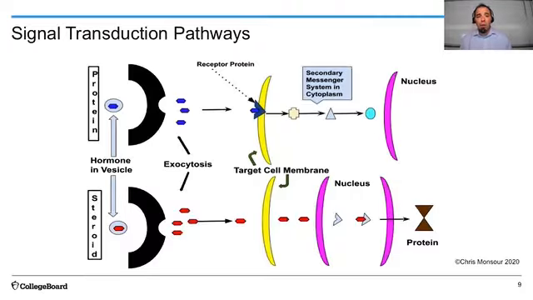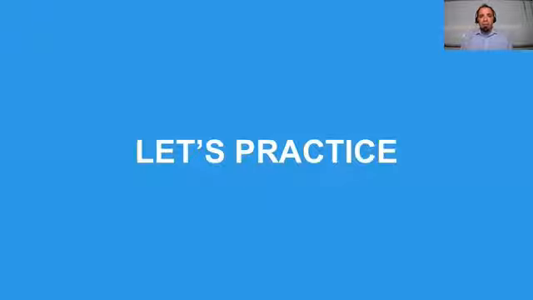If we look at the bottom one with the steroid in the red, it can pass right through that target cell membrane. Then there is a receptor in the nucleus. It attaches to that receptor in the nucleus, which then ultimately can make the protein. The big difference between the protein and the steroid one is the protein one has to have a receptor protein on the target cell membrane, where the steroid one can pass right through. Structure determines function. So let's do a little practice.